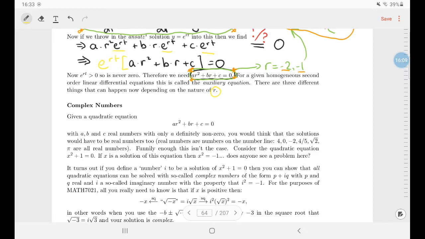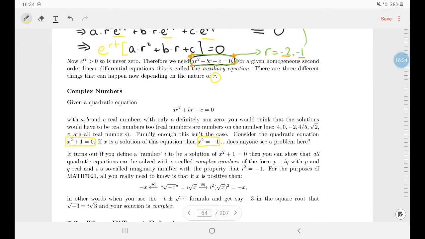Given a quadratic equation with a, b, and c real numbers and a definitely non-zero, you think that the solutions have to be real numbers. But that's not the case. For example, x squared plus 1 equal to 0. Is there any real number that satisfies that? If there is, x squared is equal to -1, and no real number squared is negative. So in maths we define a number i to be a solution of this.